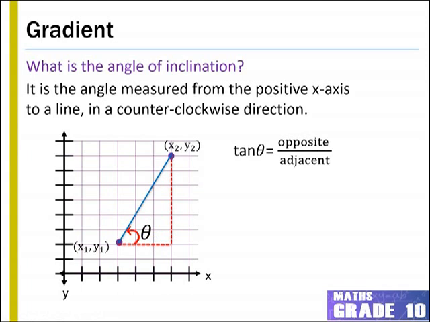If we use our trigonometric functions, tan theta is opposite over adjacent. But in this case, the opposite line here is the change in y, and the adjacent line here is the change in x. So actually, tan theta is the change in y over the change in x. Or in other words, tan theta is the same as the slope of the line segment.